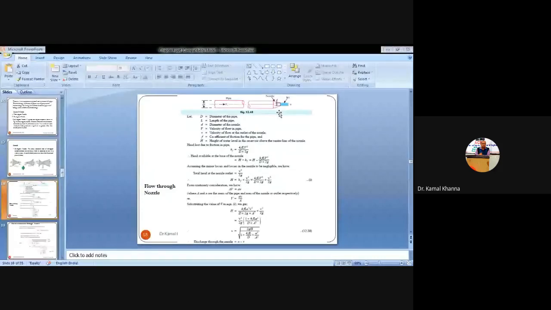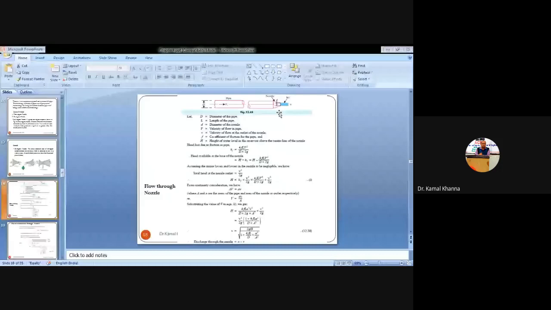What is V square by 2g? It is the kinetic head. Kinetic energy is half m v square. When we calculate the energy with respect to the weight of the liquid, it becomes the kinetic head, or simply head, and it comes out to be v square by 2g. So we are putting the value of v square by 2g.